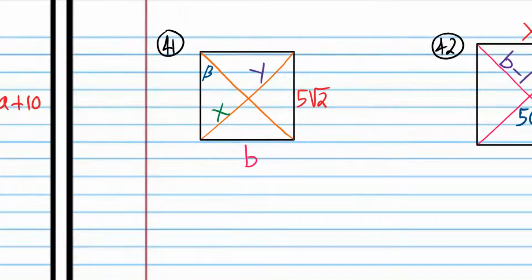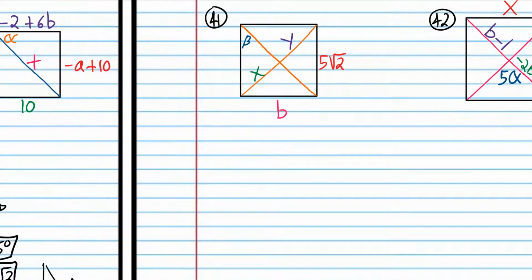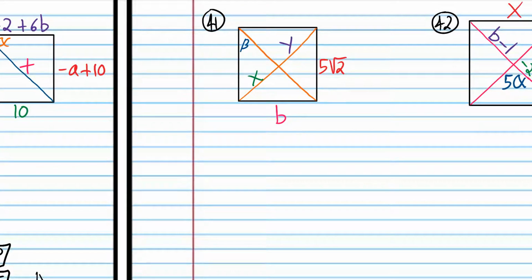All right, we're back. This side is 5 root 2. So that means that when you draw 4 triangles, the actual sides of these squares are going to be the hypotenuses of the triangles. So first of all, beta. Let's do the easy one first. We know beta has to be 45 degrees.